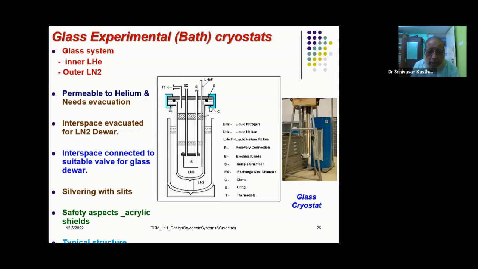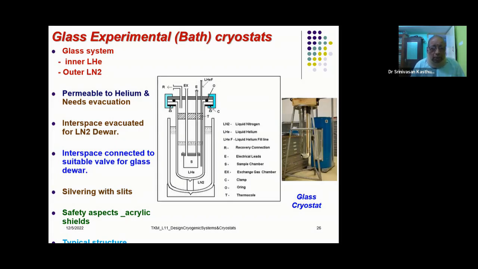Now, if you are doing, let us say, flow experiments, in such cases you need to monitor the liquid levels. For such cases, you generally use slits through which light can be passed and you can monitor the liquid levels.